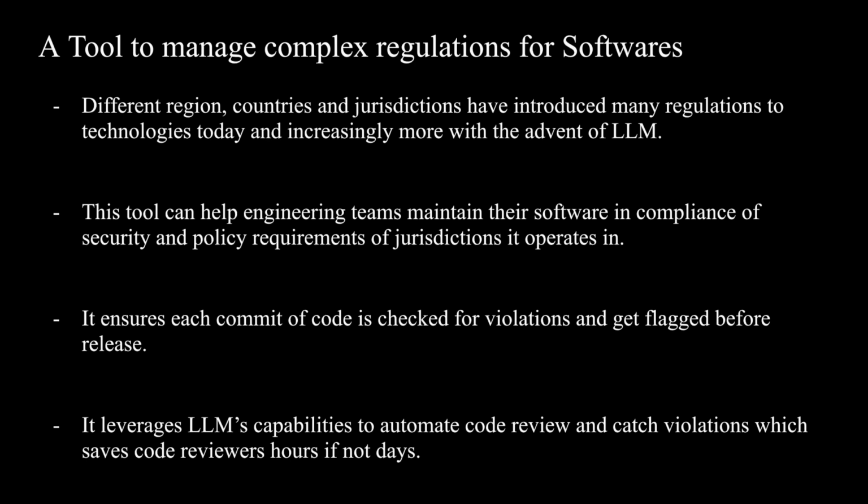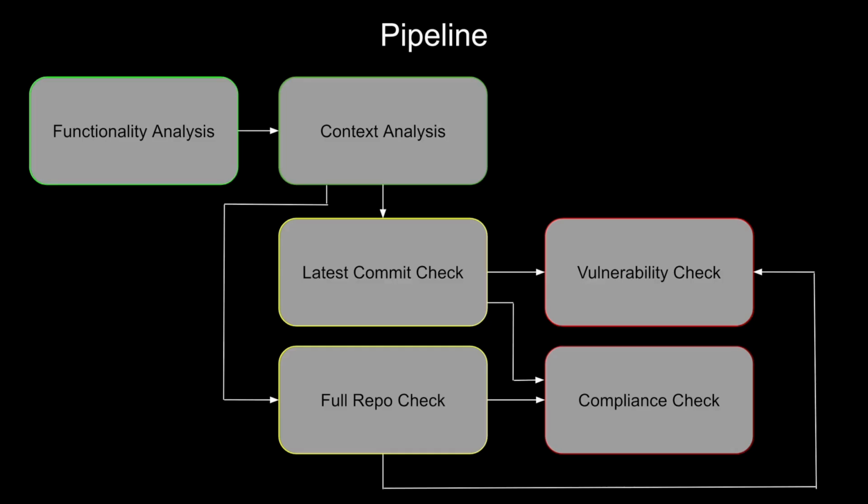XShield is a tool to manage complex regulation for technology companies that operate in different jurisdictions. This tool helps engineering teams maintain their software in compliance with those regulations. It ensures each commit of code is scanned for violations and flagged before release. It leverages the LLM's capability to automate code review, which saves developers a lot of time.